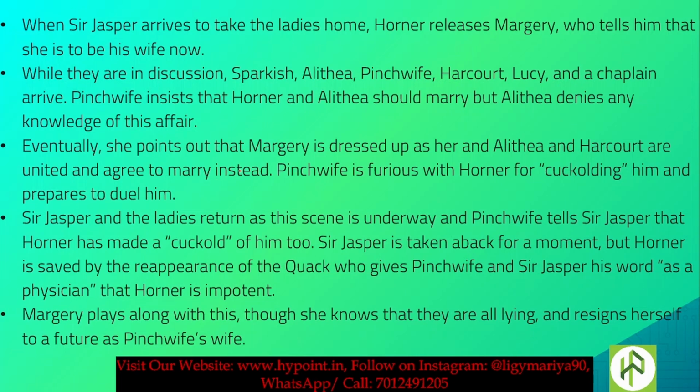Sir Jasper and the ladies return as the scene is underway, and Pinchwife tells Sir Jasper that Honor has made a cuckold of him too. Sir Jasper is taken aback for a moment, but Honor is saved by the reappearance of the quack, who gives Pinchwife and Sir Jasper his word as a physician that Honor is impotent. So everybody is about to know that Honor is not actually impotent, but he was again saved by the quack, his friend, the physician doctor.